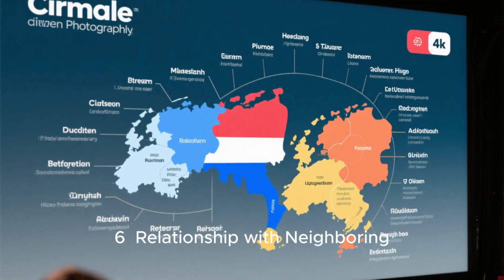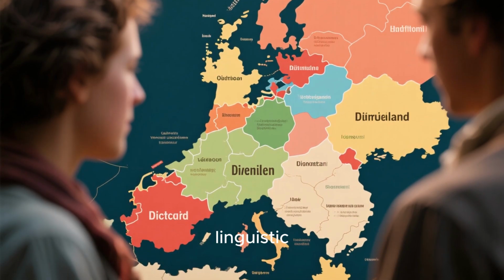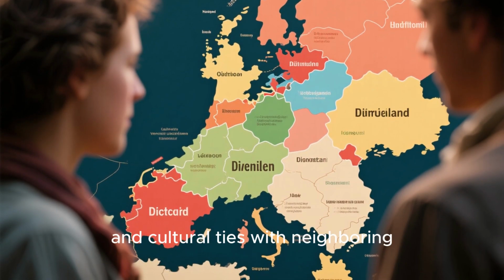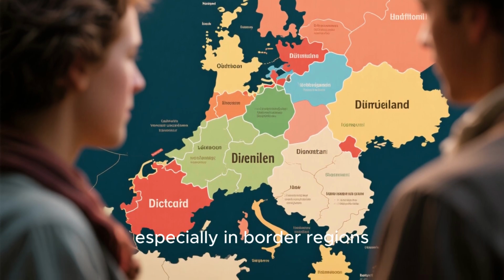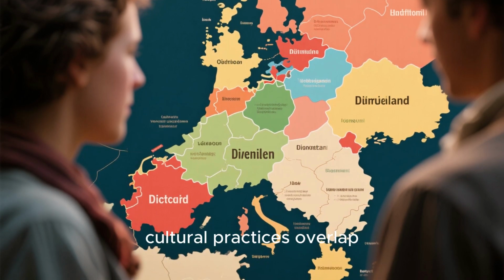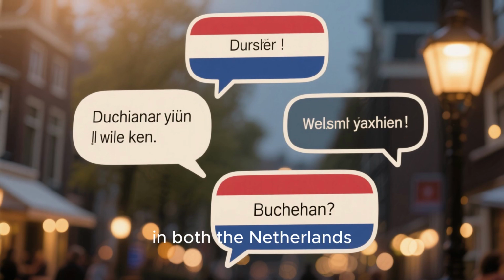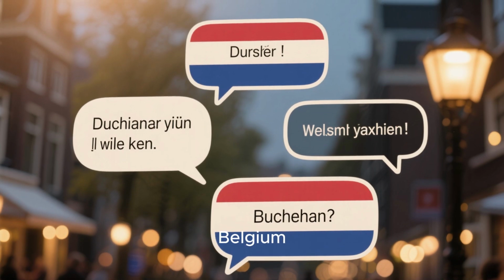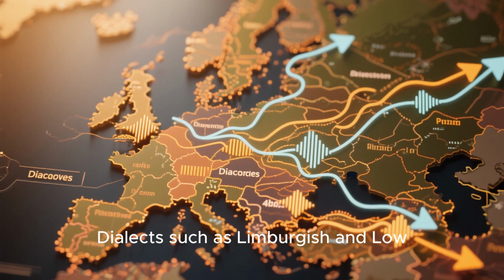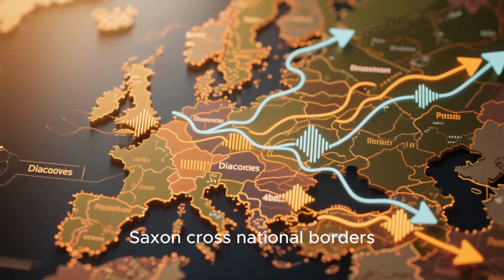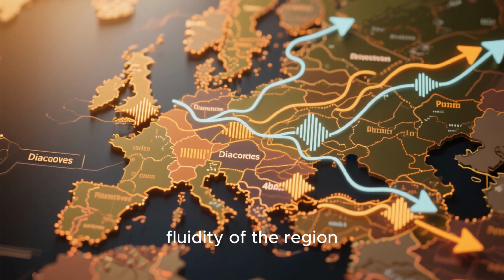6. Relationship with neighboring regions. The Dutch share deep historical, linguistic, and cultural ties with neighboring Belgium, Flanders, and Germany, especially in border regions where dialects and cultural practices overlap. Dutch is the native language in both the Netherlands and Flanders, northern Belgium, with regional variations. Dialects, such as Limburgish and Low Saxon, cross national borders, reflecting the historical fluidity of the region.